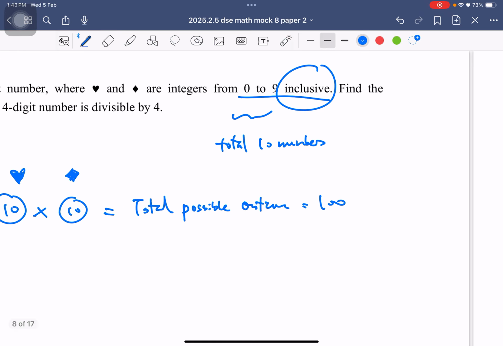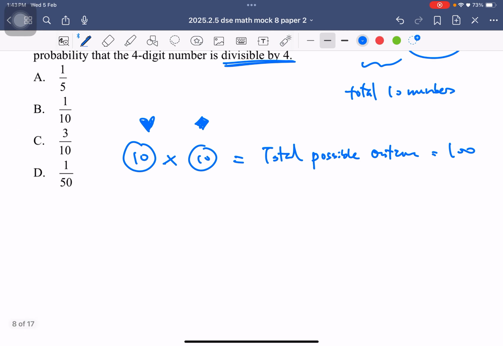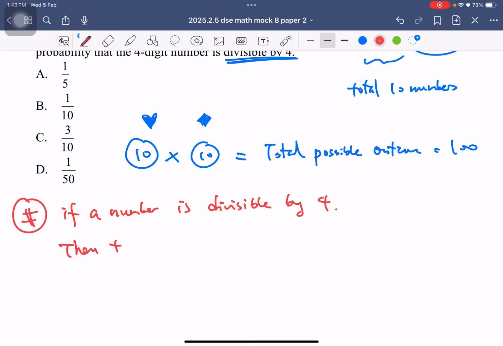So how do you say the number is divisible by 4? There's no remainder. Okay, you learned it in Form 1, you forgot. Never mind. So copy this down. If a number is divisible by 4, then the last two digits are also divisible by 4.